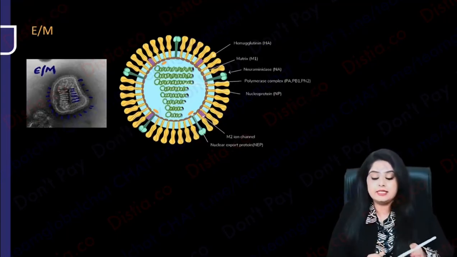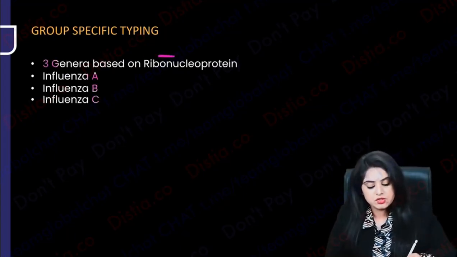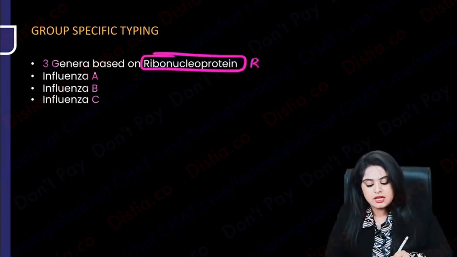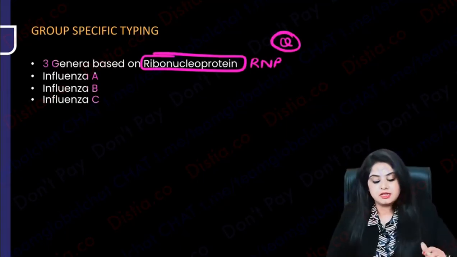Now let's go into the details. Please note there are 3 genera which I have been telling you, influenza A, B and C, but they will ask you what is the division based on. It is based on RNP. So that is a question. Influenza A, B, C is based on RNP. Let us study about them.